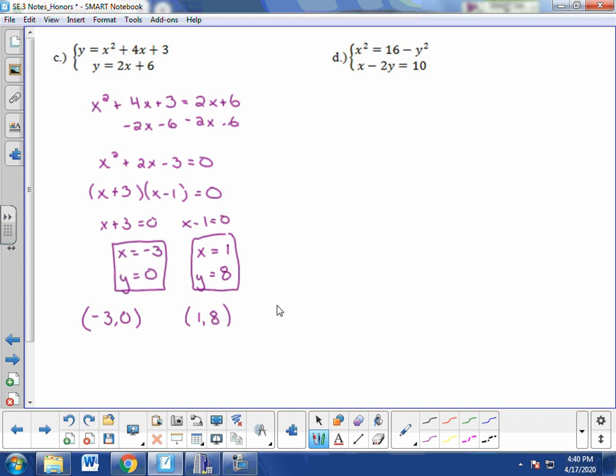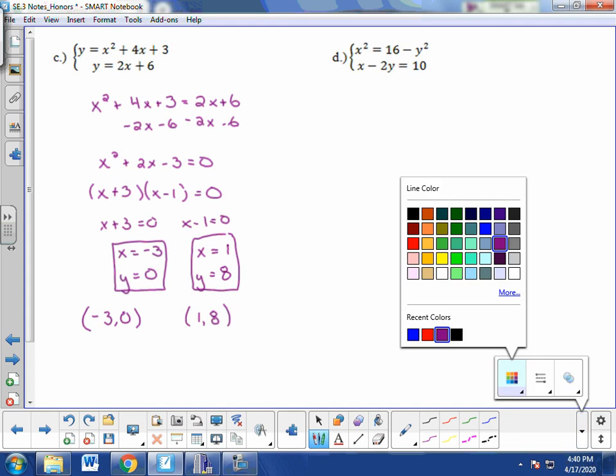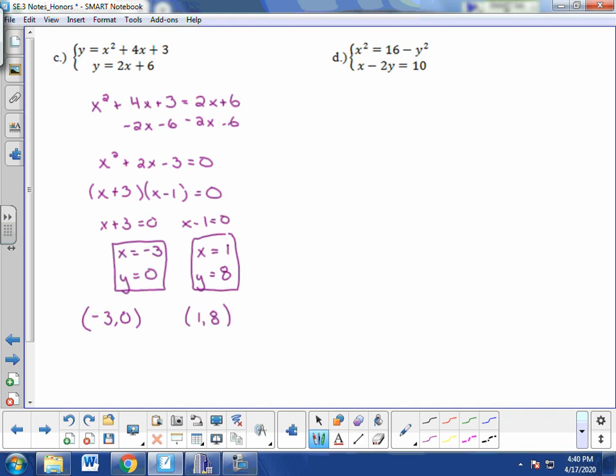Let's go ahead and take a look at D. D is also one that you're going to likely have to solve algebraically on an assessment, but let's go ahead and do this one together. So here, this is actually going to be a circle. A lot of us may see that and think parabola because we see the x squared, but if I added the y squared over, it'd be x squared plus y squared equals 16, which is a circle. The bottom one, this is linear because it's x to the first power, so we got a circle and a line. So we could have no solutions, one solution, or two solutions.